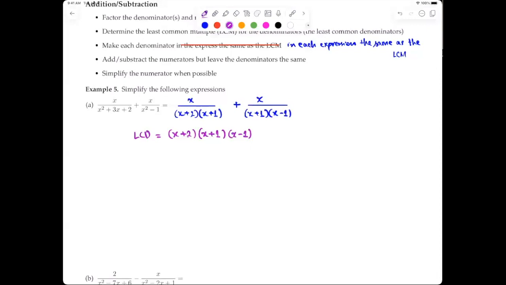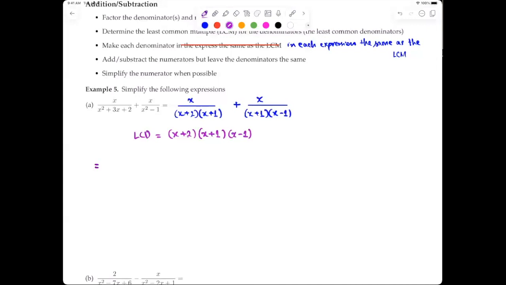X minus 1, right? So you multiply the top and bottom by x minus 1. For the second expression, you have x plus 1 times x minus 1. What is missing? X plus 2. What you do is you multiply the top and bottom by x plus 2. You with me? All right, so that's the next step.